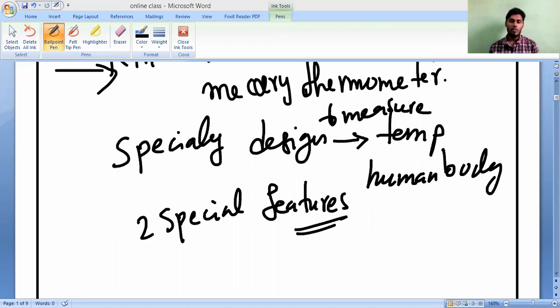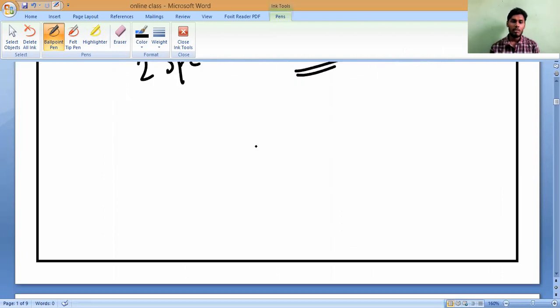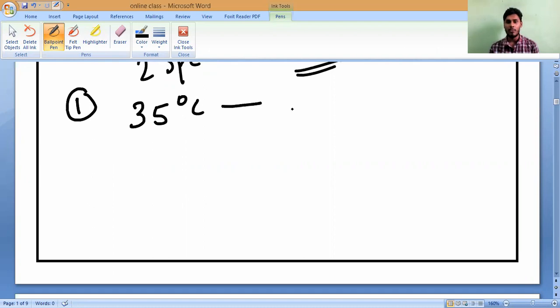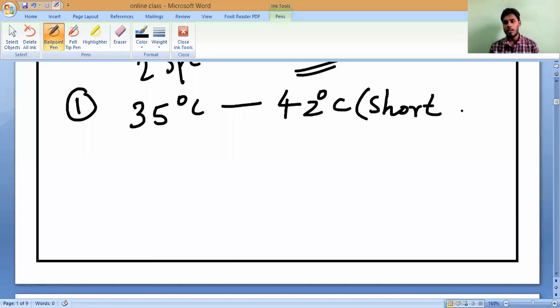Okay. So here, Mari, we have two special features of this thermometer. How many special features? Two. If it comes to the first point, it has a very short range of temperature. The minimum temperature starts from 35 degrees Celsius and the maximum temperature varies up to 42 degrees Celsius. So it has a very short range of temperature. Is it yes or no, Mari?